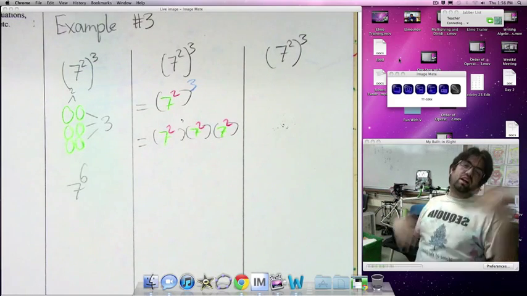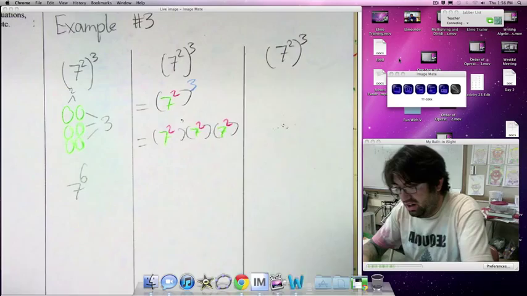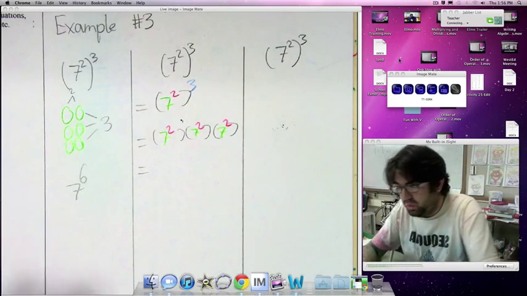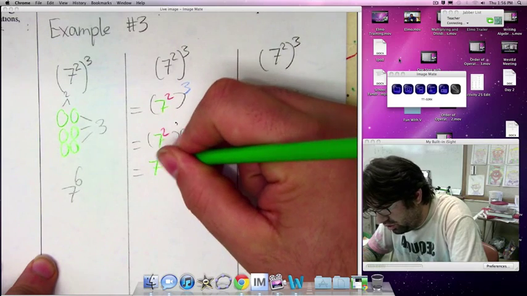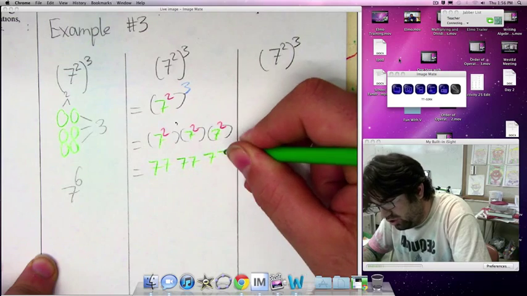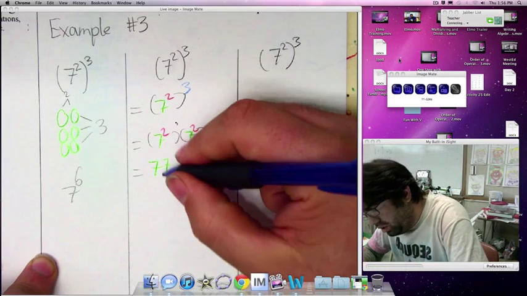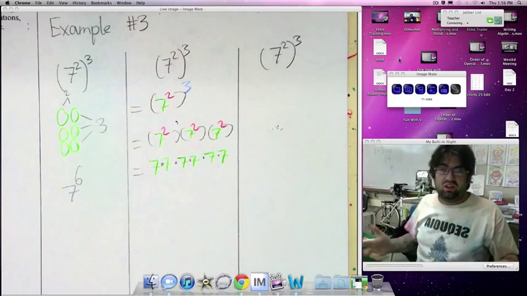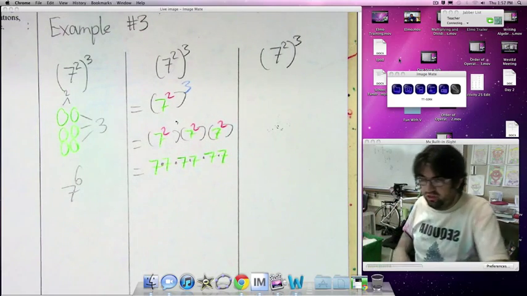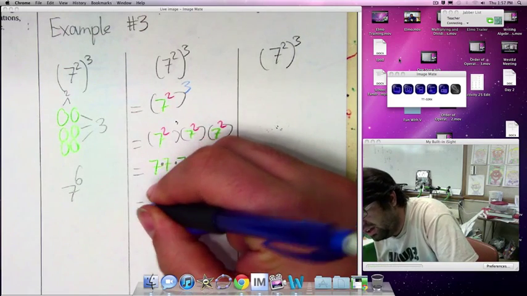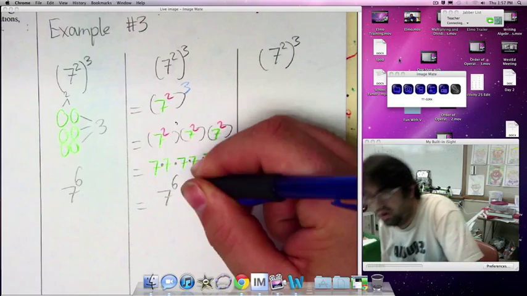Oh, great, Mr. V. Now I got 7 squared. Well, how many 7s are there? Let's expand it out even further. In each parenthesis, we have 1, 2. 1, 2. 1, 2. We have all these 7s multiplied together. How many 7s do you see? 1, 2, 3, 4, 5, 6. Hey, 7 to the 6th power.